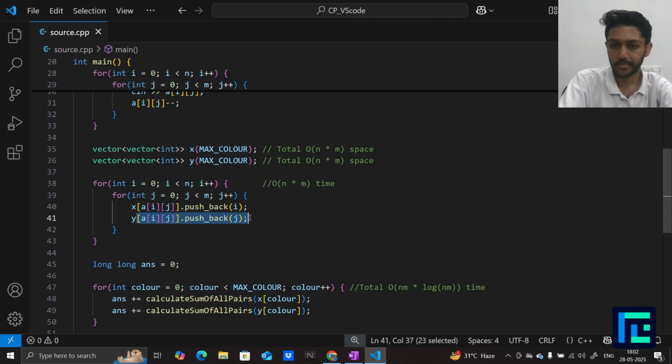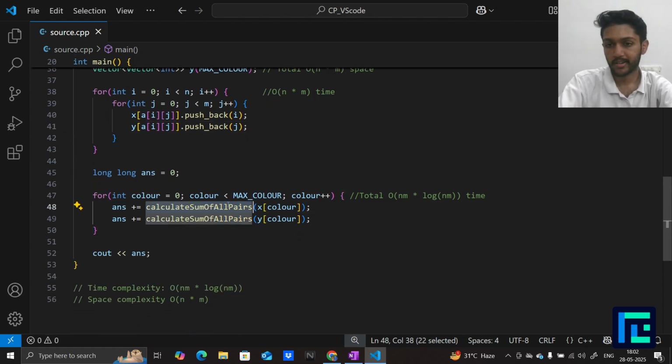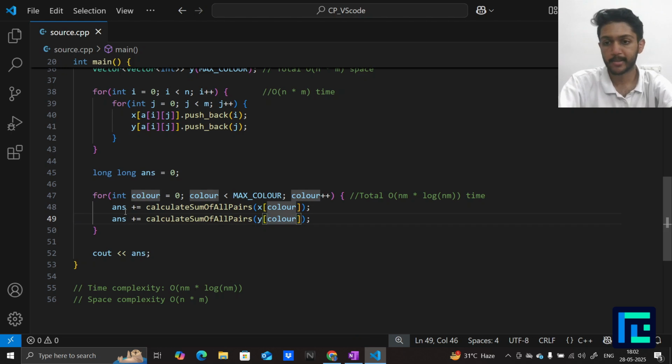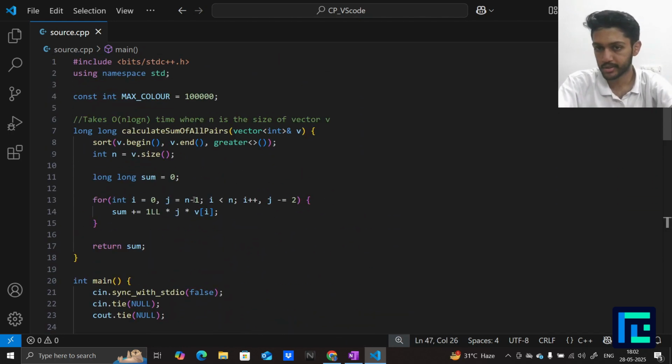And same for y. And then I have this function called calculate sum of all pairs, and I call this for every x and every y, right? And I add that up, and I do that for every color, right? And this function, I'll just show you how it calculates.